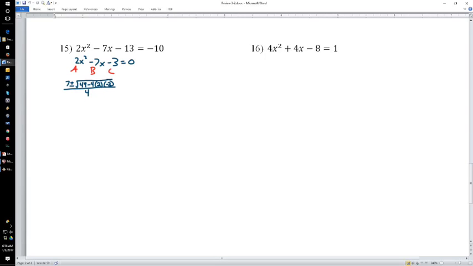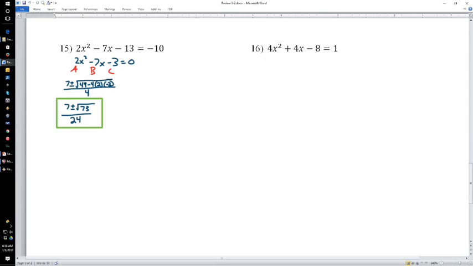So in this case, if I do 49 minus 4 times 2 times negative 3, I get 73, so 7 plus or minus the square root of 73 divided by 4. So in this case, yeah, there are no perfect squares that go into 73. So, bump, you're done. You can't reduce that at all. Your coefficients out front, the numbers in front can't be divided by the same thing, so we're good to go.